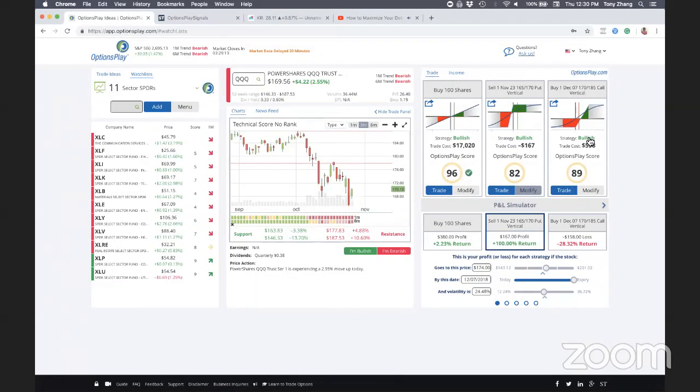But if I bought this debit spread, as you can see, I actually lose $158. So again, that's why the debit spread is not something that you want to do if you expect only a small move in one direction or another. Debit spreads are only useful if you're expecting a large move.